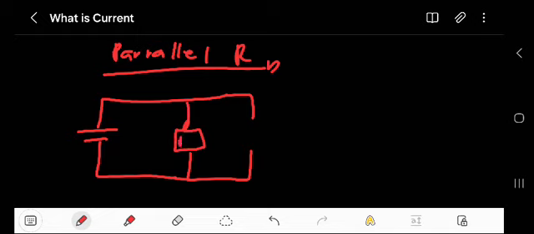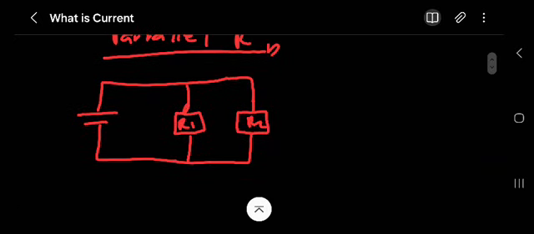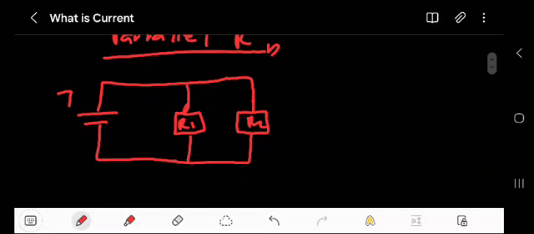Let me say R1 here for argument's sake. Let me say here R2, right? I place them in parallel. So by the way, we still have the 7 amps flowing from the positive terminal towards the negative terminal. As you can see, the 7 amps flows, and when it reaches this point, it will start to split.